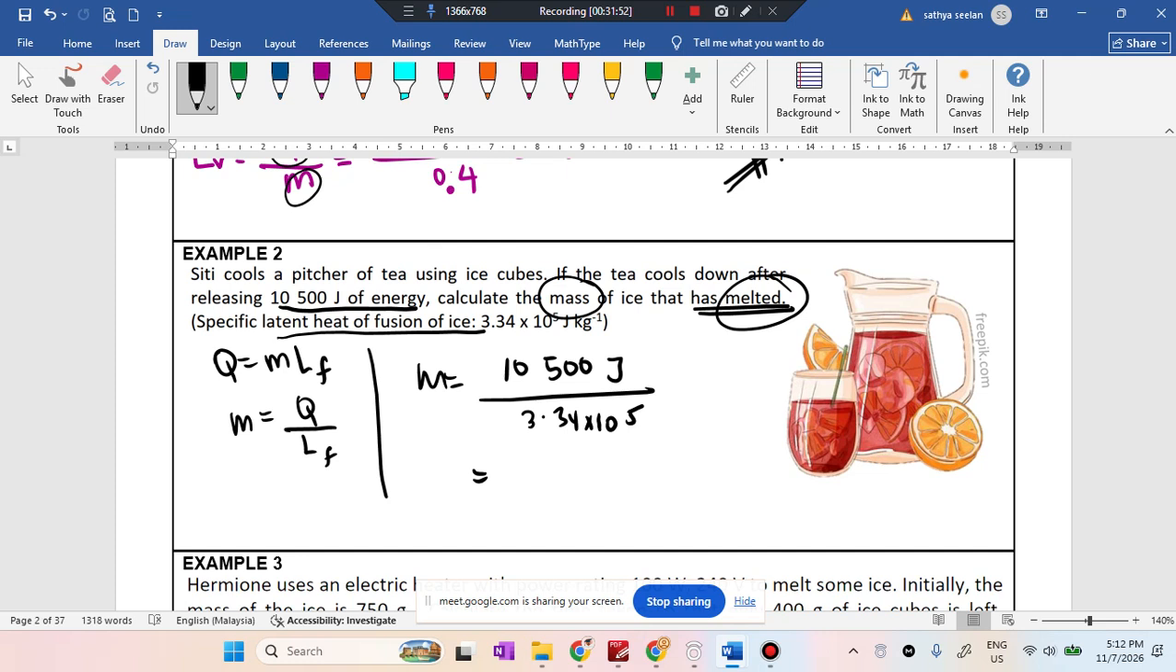Alicia, what is the answer? 3143 kan? You ambil at least 3 atau 4 tempat. That will be a good answer.